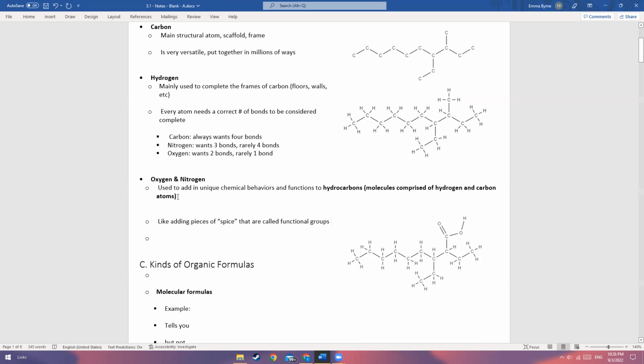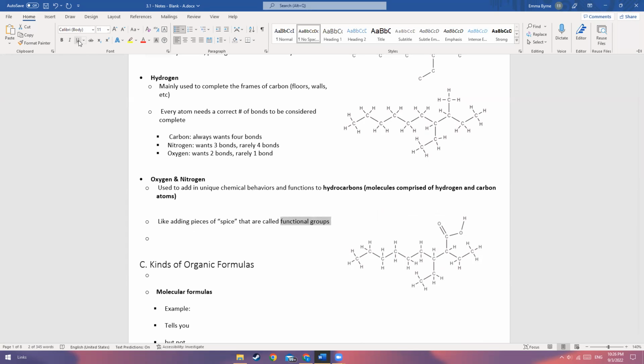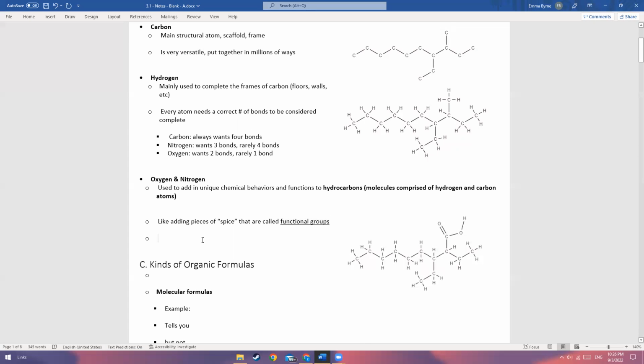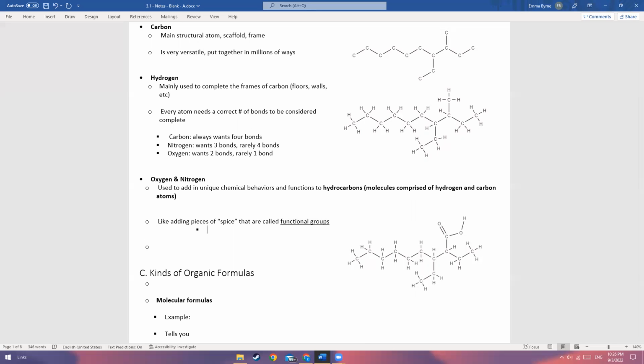Writing the full statement here so later when you look at your notes you're not confused. And functional groups is the key vocabulary term here. And I should have another bullet point here. In your body, in all the different types of molecules that carry out your cellular processes and comprise you, there are 30 functional groups that get added on to hydrocarbon molecules.